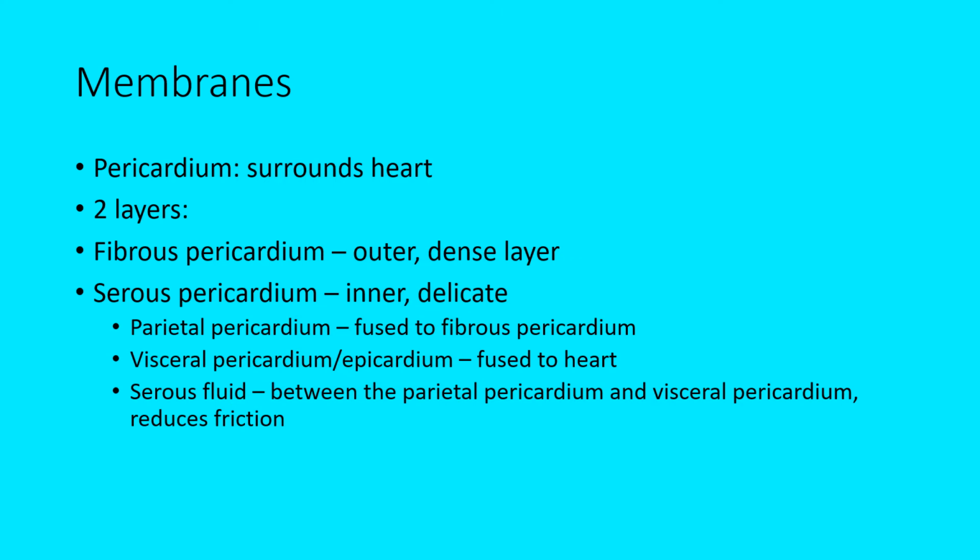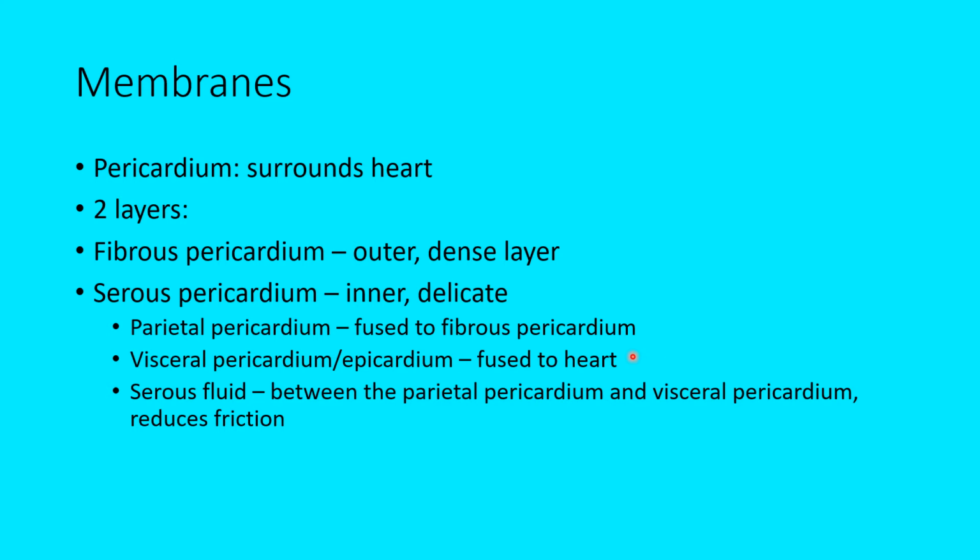When you look at the heart, there is what is known as the pericardium that surrounds the heart. It's composed of two layers. The fibrous pericardium is the outer layer, it's more dense. The serous pericardium is the inner layer, it's very delicate, and it can also be broken down into two smaller components. The parietal pericardium, which is actually fused to the fibrous pericardium, and then the visceral pericardium or epicardium, it could be either one. That's the layer fused to the heart.